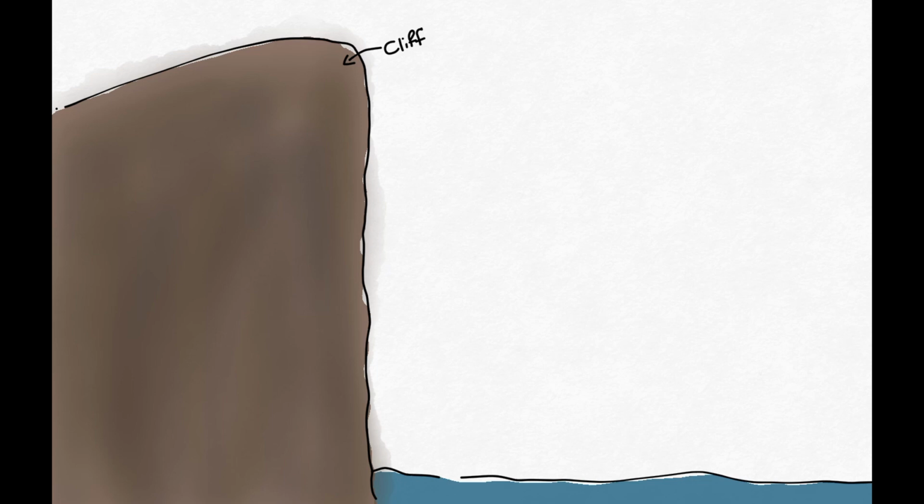Now, the geology and wave attack at the base of the cliff also affect the angle of the cliff's face. Now, low energy waves cause less damage than high energy waves. Like we spoke about in our previous lesson, high energy waves are usually destructive and low energy waves are constructive.